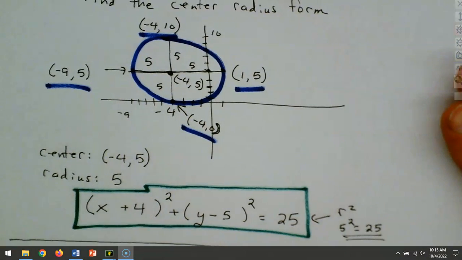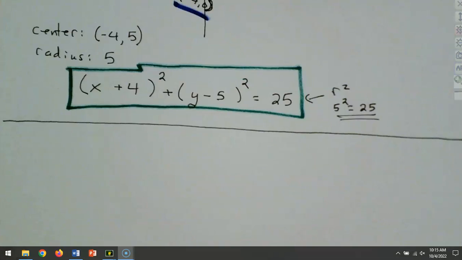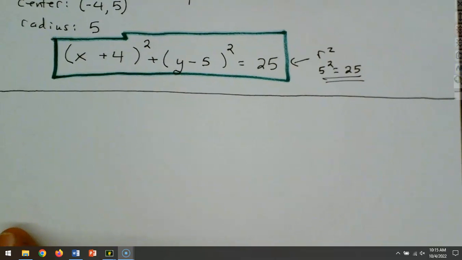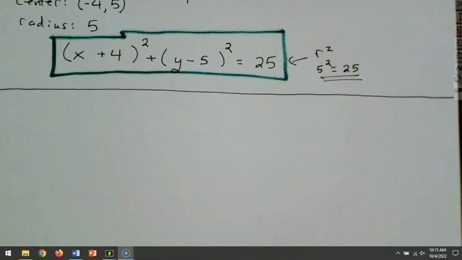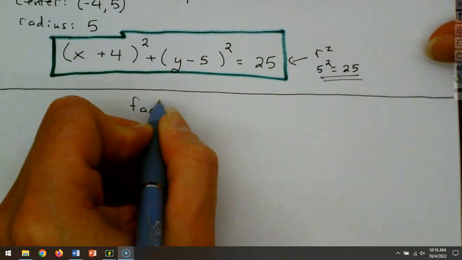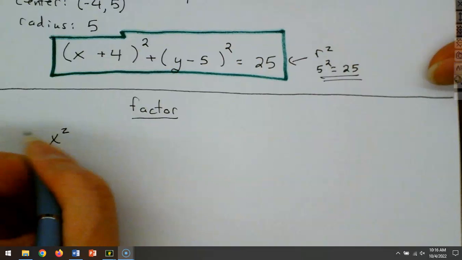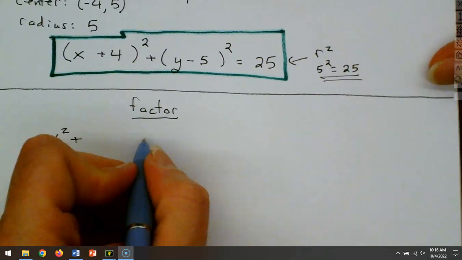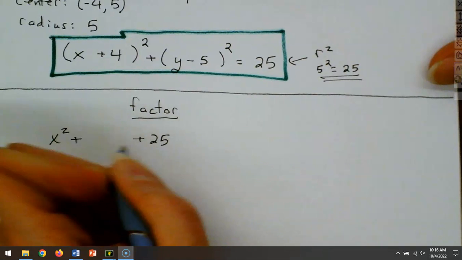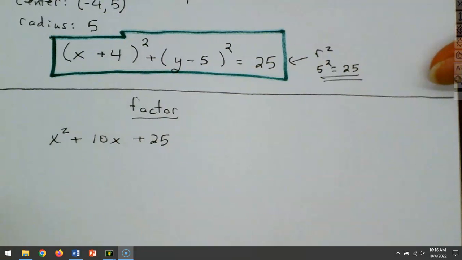What we're going to look at next for these circles is we're going to have to complete the square. So we're going to have to learn how to complete the square. I'm going to give you 4 of these. We're going to factor these. These are perfect square trinomials. And I'm going to have you factor these. And then we're going to look for a pattern.